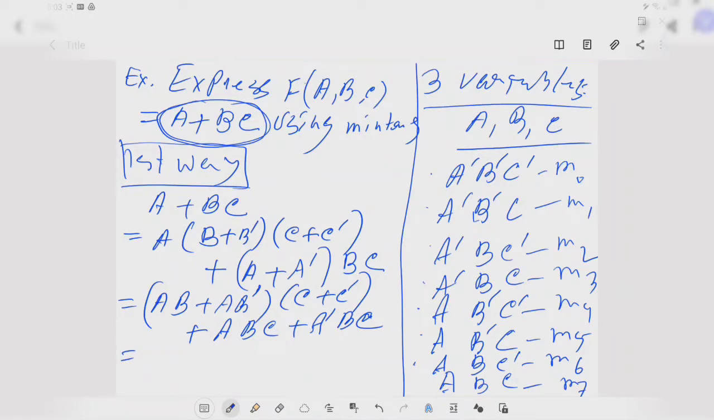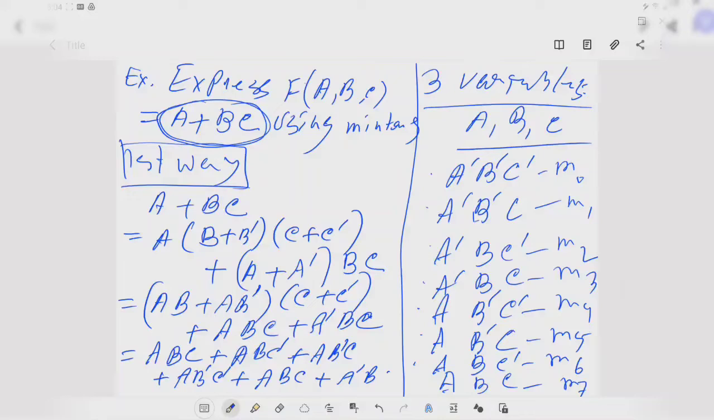Now again the distributive principle: a b c, then a b c prime, plus a b prime c, plus a b prime c prime, plus a b c plus a prime b c. Now we need space.